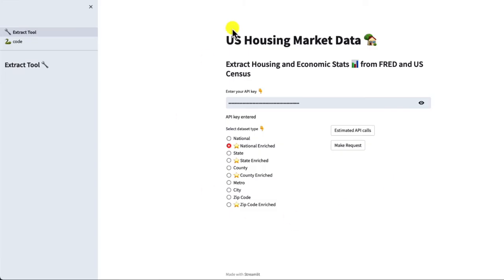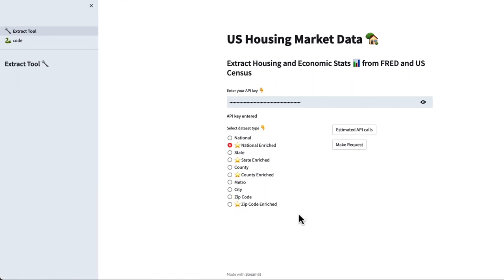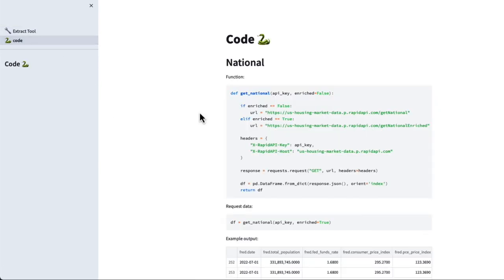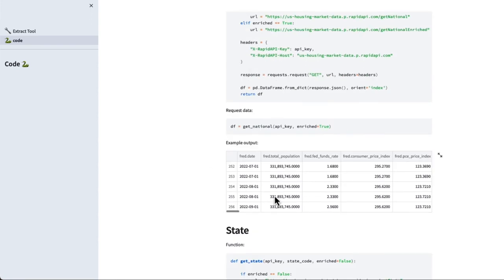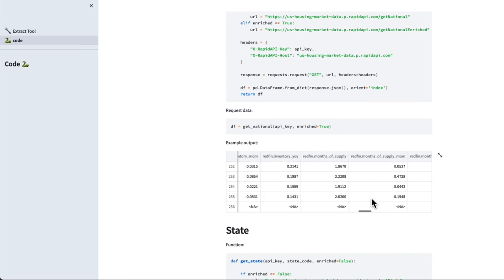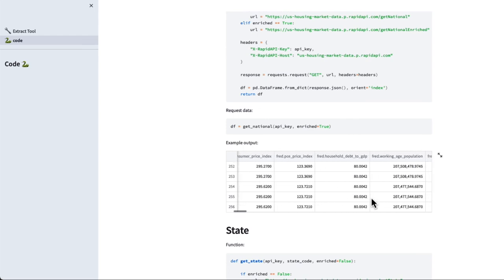You could use this app to gather more information at state, county, and all the way down to the zip code level. If you wanted to understand what data is within each of these data sets, you can go over to the Code tab. Even if you're not a programmer, that's fine because I show for each of these regions what the example output is. So you can hover over the data frame or a table, and you can scroll over to the right-hand side to see an example of all of the columns or data that you'd be able to retrieve.